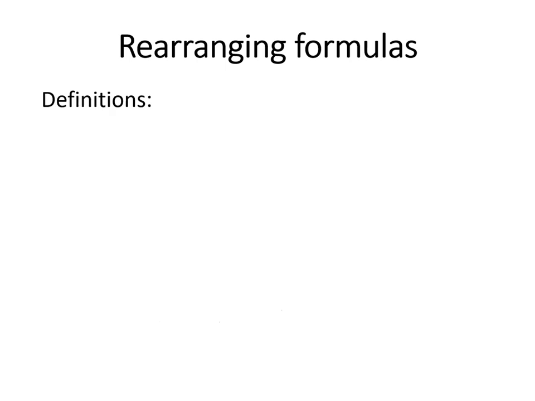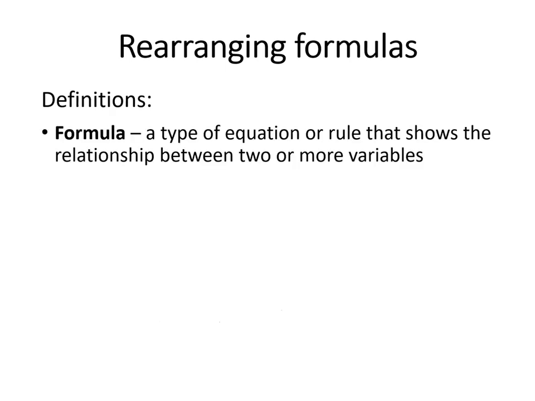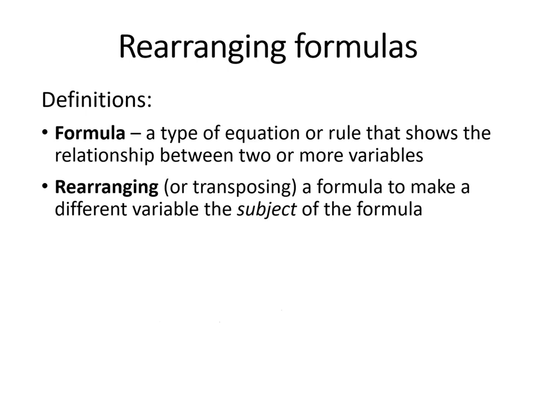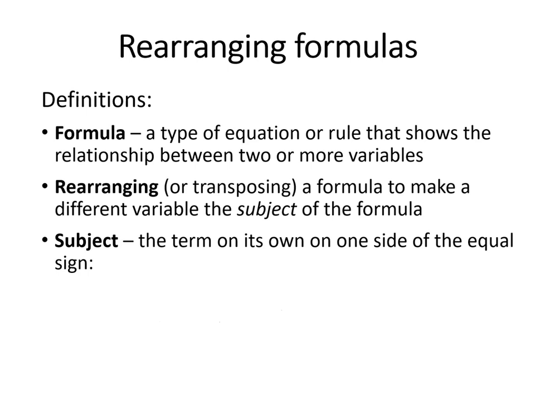First of all, some definitions. A formula is a type of equation or rule that shows the relationship between two or more variables. Typically, we'll rearrange or transpose a formula in order to make a different variable the subject of the formula, the subject being the term on its own on one side of the equal sign. For example, the formula for converting the temperature in degrees Fahrenheit, if we know the temperature in degrees centigrade, is as follows. Degrees Fahrenheit is equal to degrees centigrade multiplied by 9 over 5 plus 32.